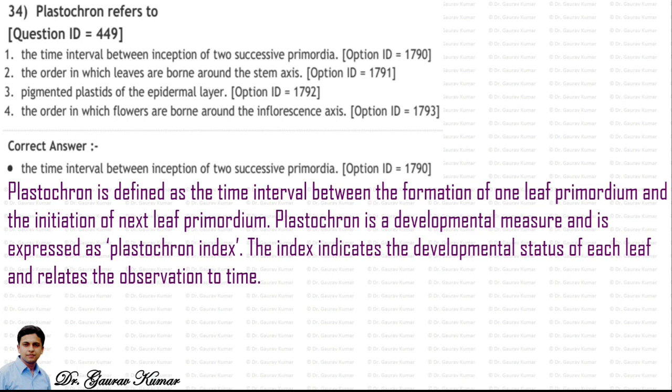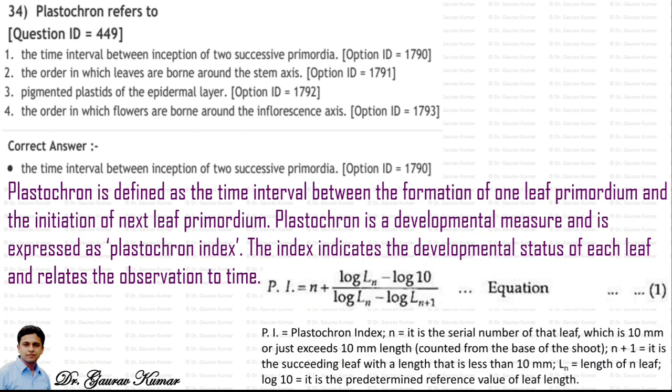So I'll just give you the mathematical equation of this. So this is the way the plastochron index is actually found. You don't have to go into details of this. You just have to know that the plastochron index refers to the time interval between inception of two successive primordia. So in this equation, I'll just tell you what all these elements are.